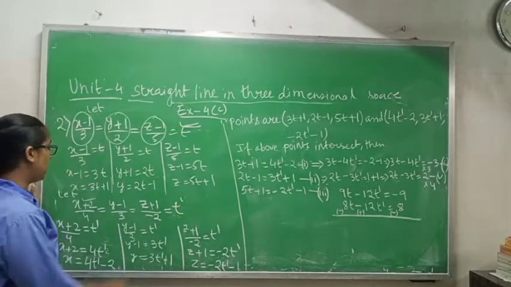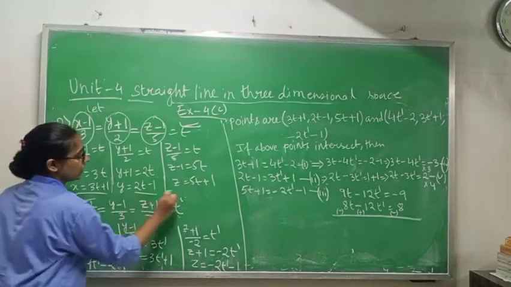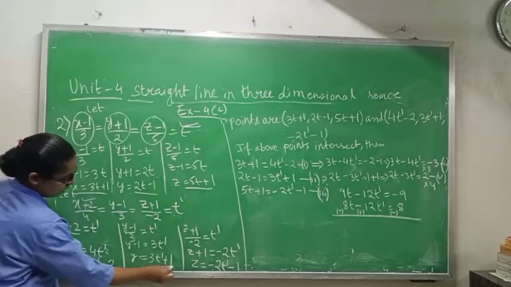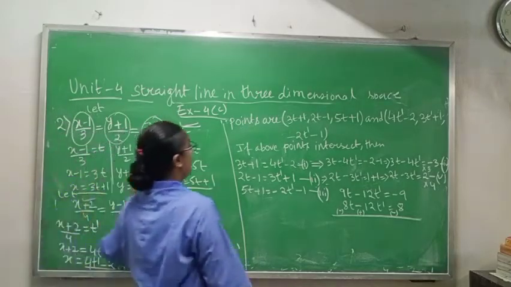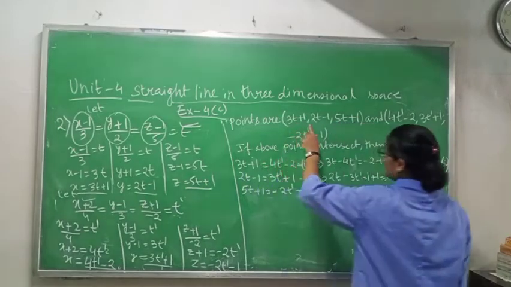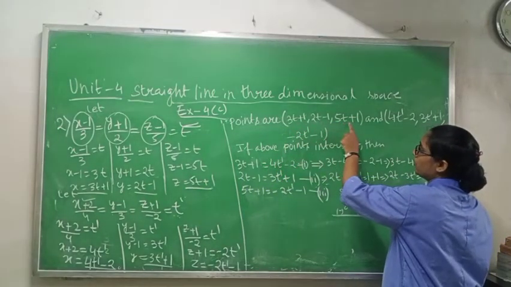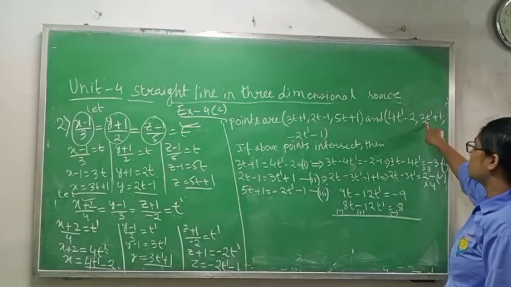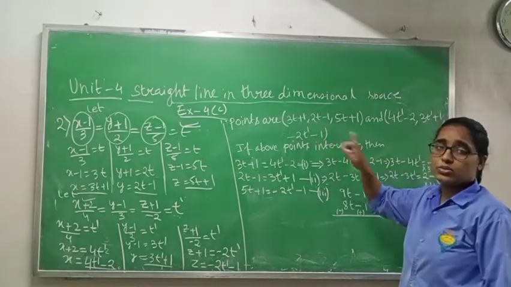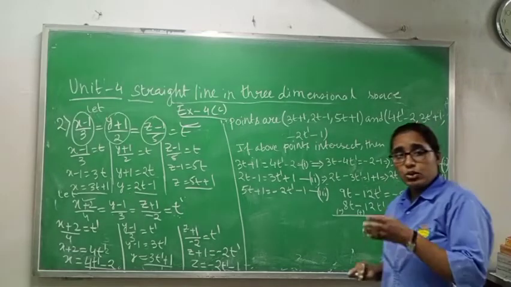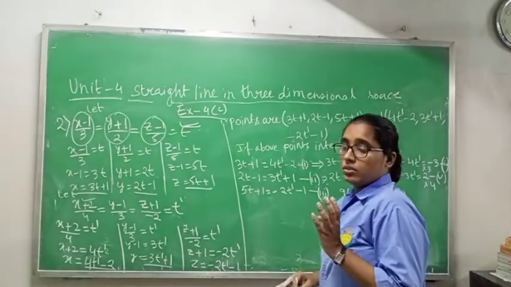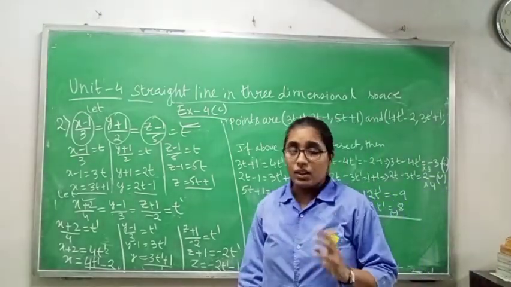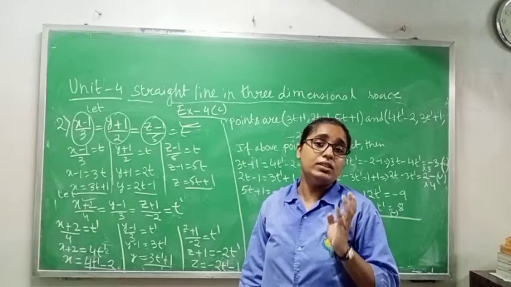So first you will write the points. Points are this, this, this, this, this, and this. So you will write points are 3t plus 1, 2t minus 1, 5t plus 1, and 4t dash minus 2, 3t dash plus 1, minus 2t dash minus 1. First we have to understand that maybe they are intersecting. Otherwise we will not be able to find the t and t dash value.